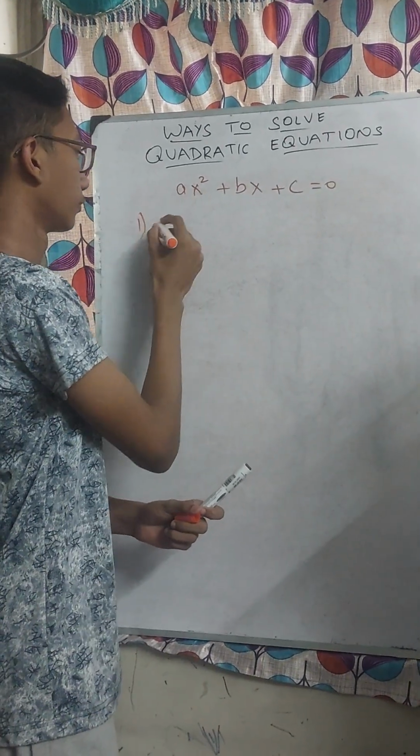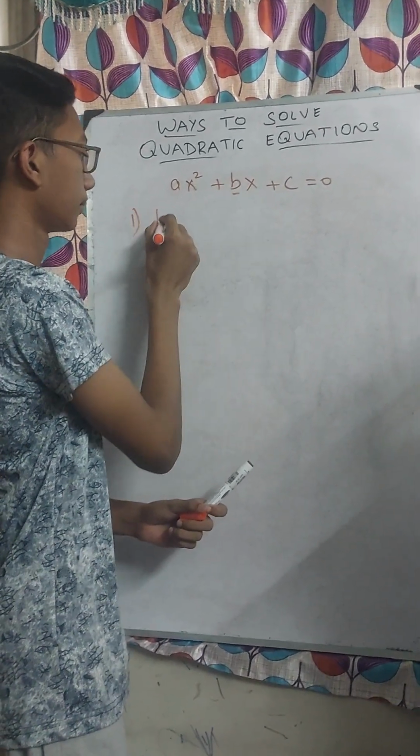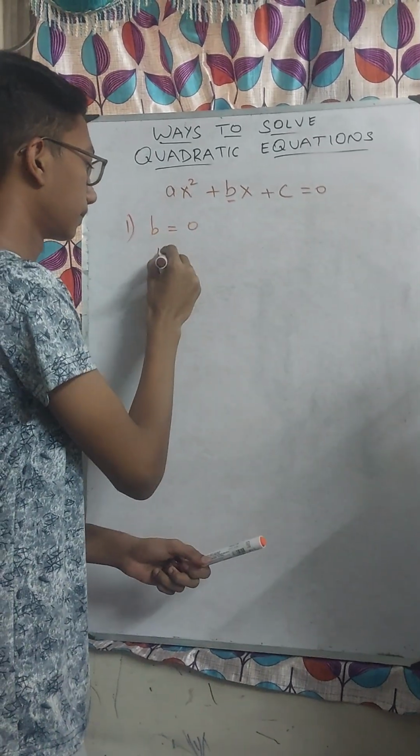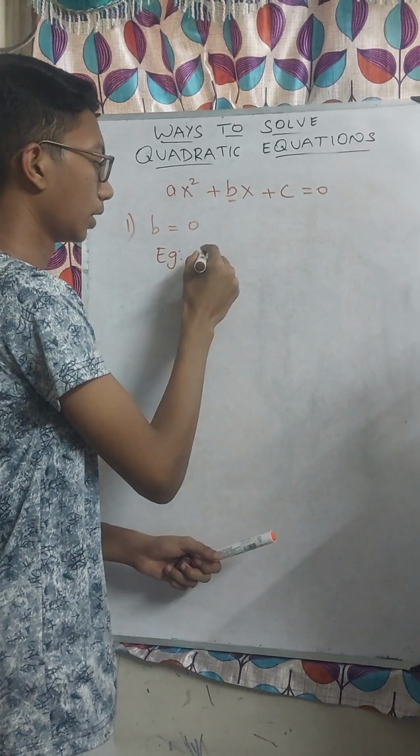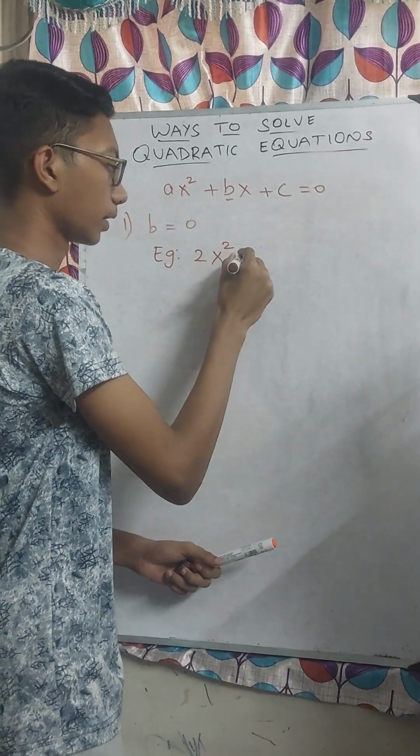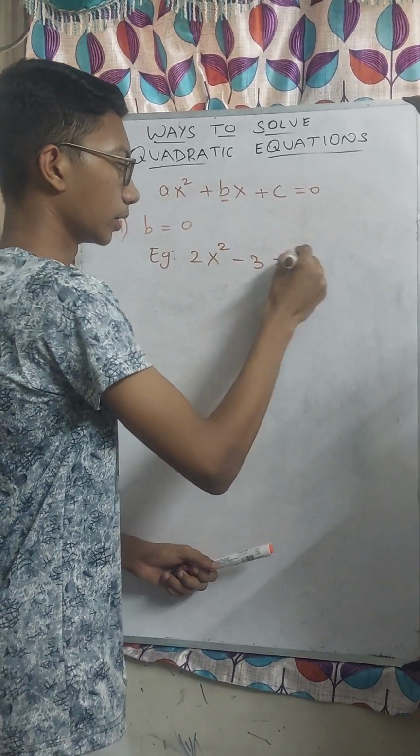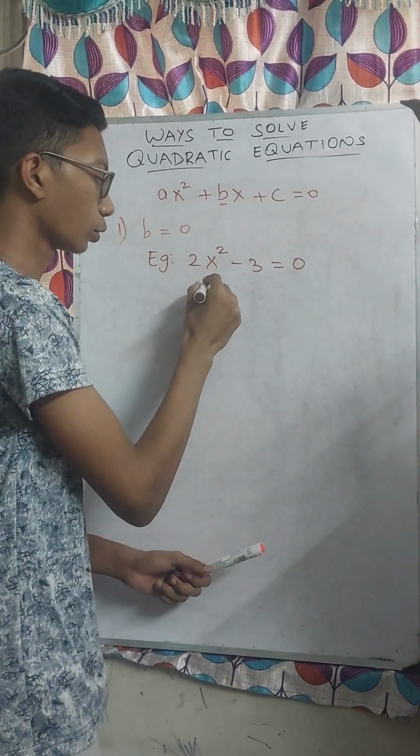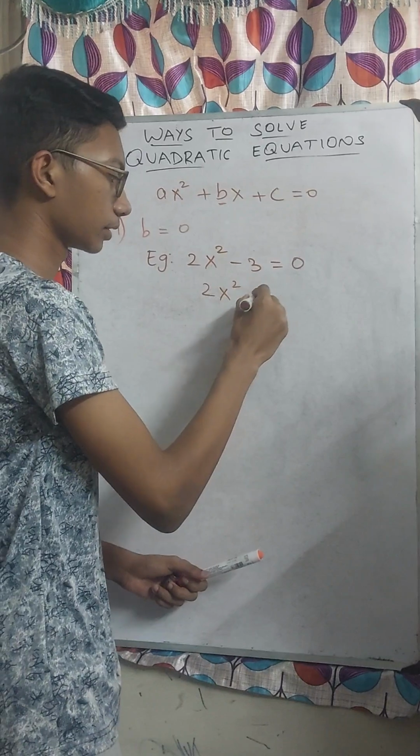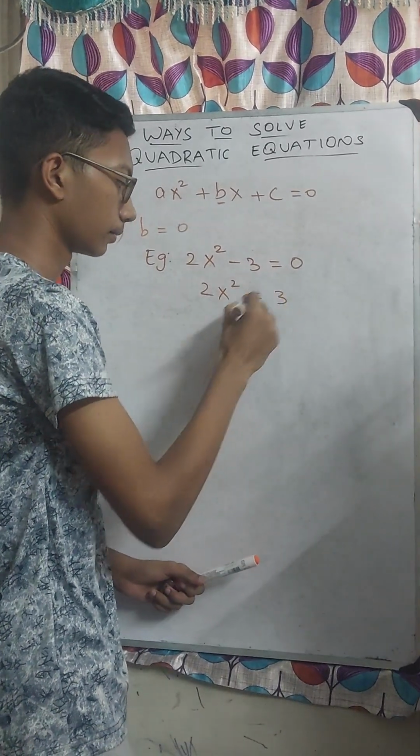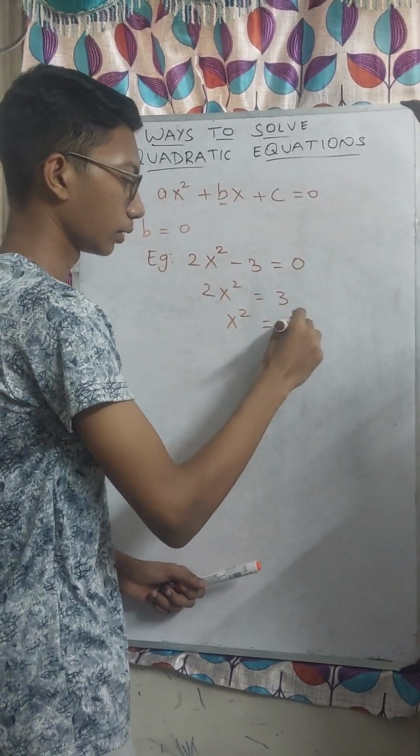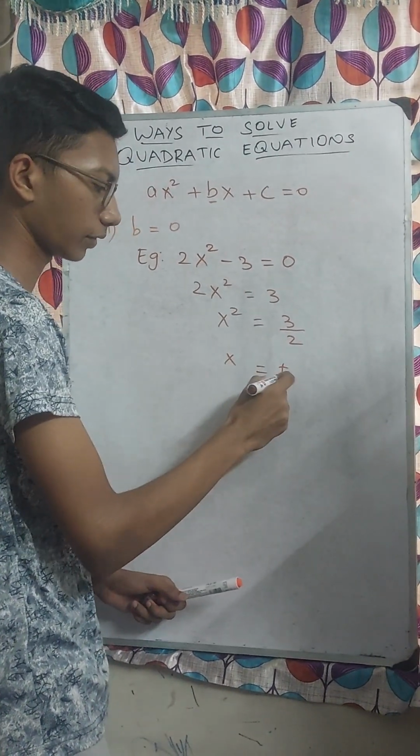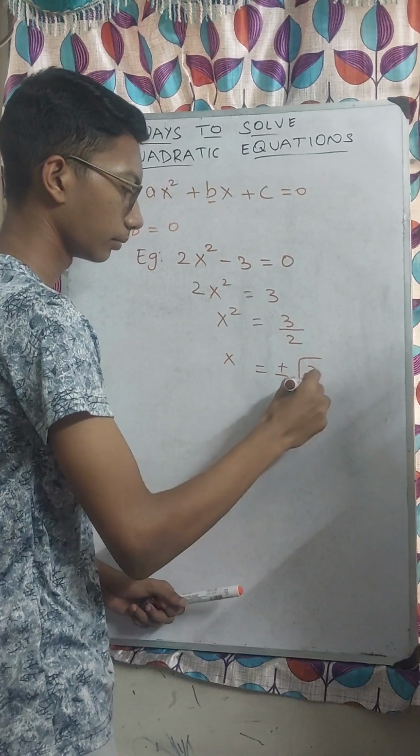First, we will have when b equals 0. Let's have an example. Let's say we have 2x square minus 3 equals 0. Here b is 0, that is, the coefficient of x is 0. So the way to solve this is to get the minus 3 to the other side. x square equals 3 by 2. x equals plus or minus, don't forget this, root 3 by 2.